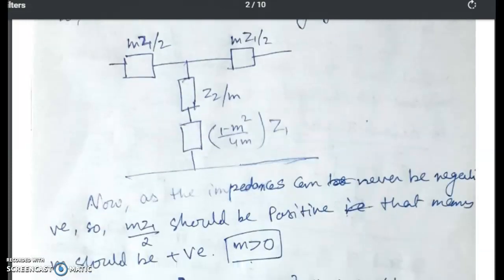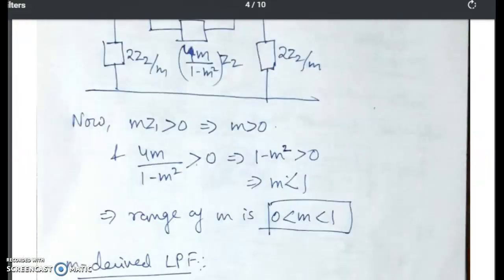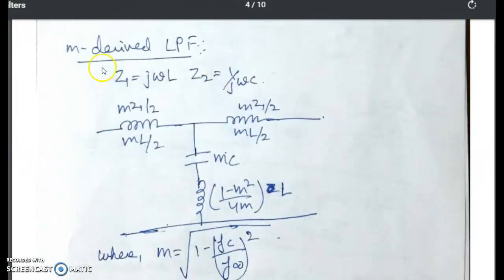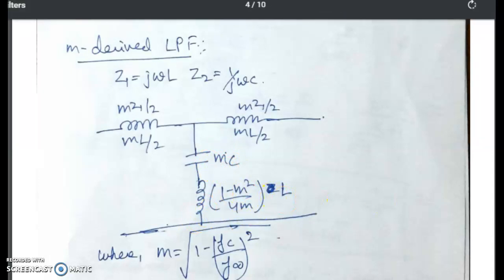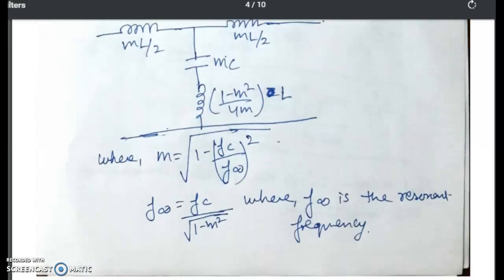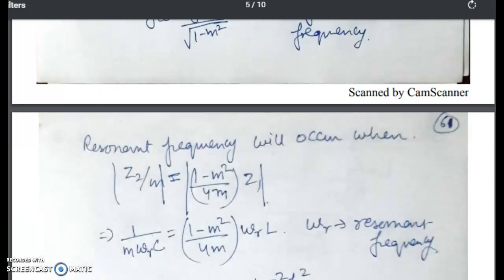Similarly, after comparison, we will see that the T network of the low pass filter will have the component ML upon 2, and this term, which is equal to M into Z2, so M into C, and 1 minus M square upon 4M into L. Here M is the factor which is equal to root of 1 minus Fc upon F infinity whole square. This M we can find out using resonant frequency.